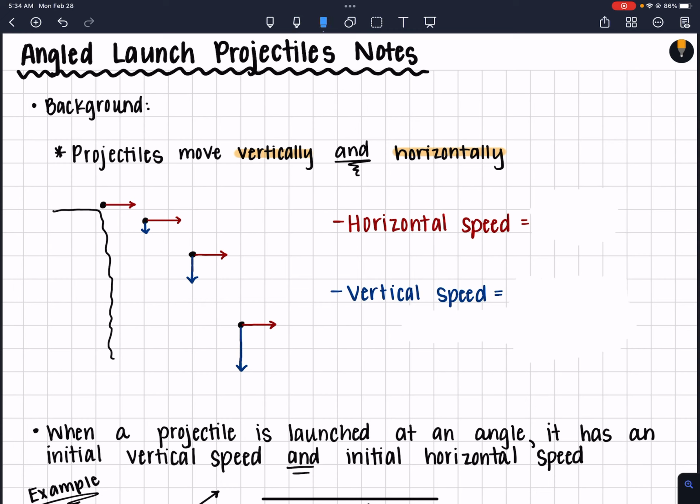This is pictured here in this diagram to the left of this horizontally launched projectile. If it's a ball that's launched off the edge of a cliff, we can see that horizontally it moves at a constant speed. And vertically, as it falls off the edge of the cliff, it moves at an accelerated speed. In fact, it accelerates by about 9.8 meters per second squared every second.